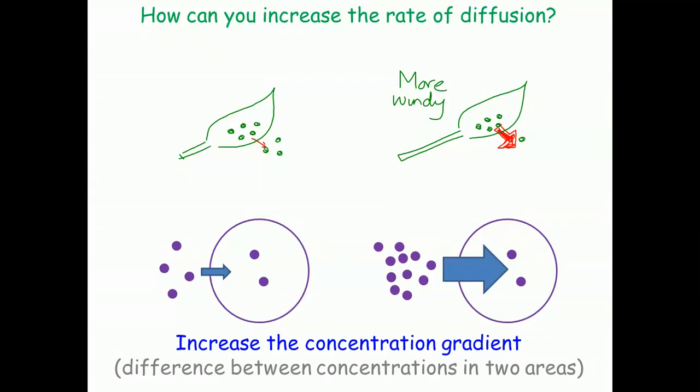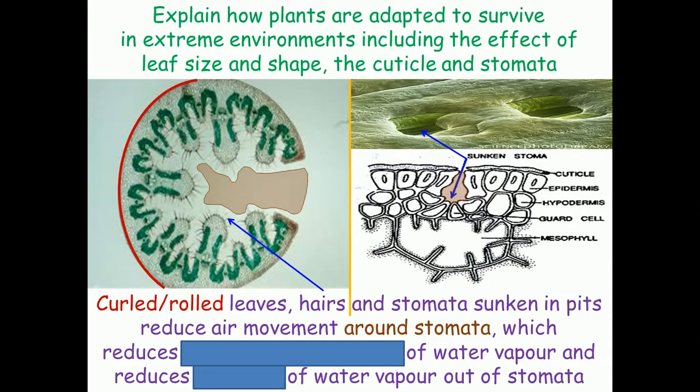because one way of increasing the rate of diffusion is by increasing the concentration gradient. So if there's a great amount of air movement, that means that air movement is blowing away the water vapor outside the leaf. It's increasing the difference in concentration of water vapor inside the leaf and outside, and that increases the concentration gradient. So more air movement causes an increase in concentration gradient, which causes an increase in transpiration.